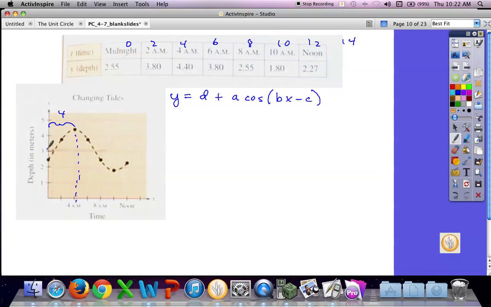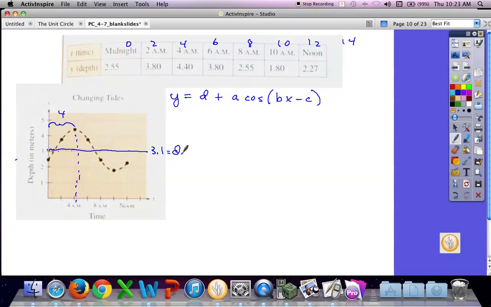How could I calculate exactly halfway between those two? Yeah, min plus max over 2. If you did that, the max is 4.4 and the min is 1.8, so you're going to get that this value right here is 3.1. So which one of these letters does that 3.1 represent? The middle of the graph, which used to be here, is now here. It's the vertical shift, so which one is that? So we just learned the D by that.